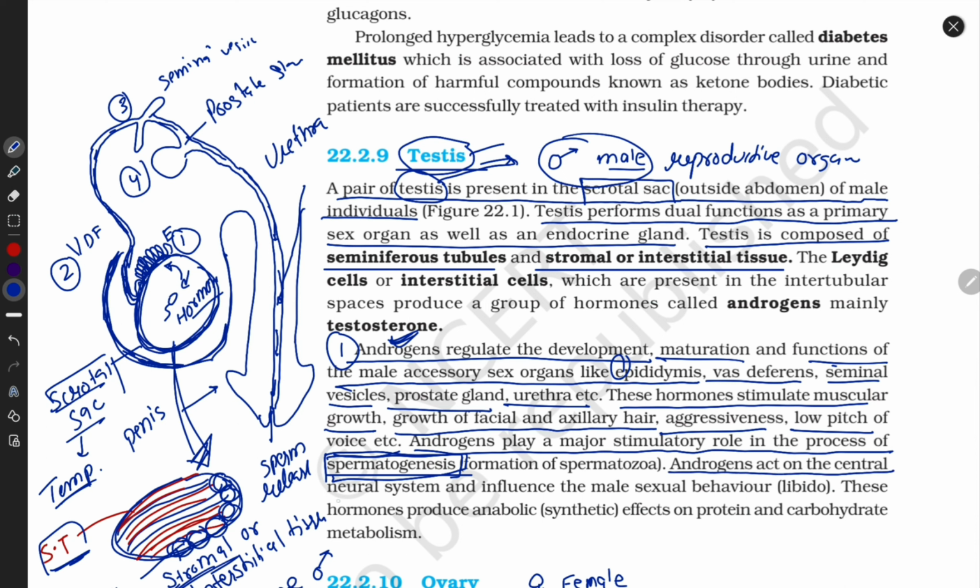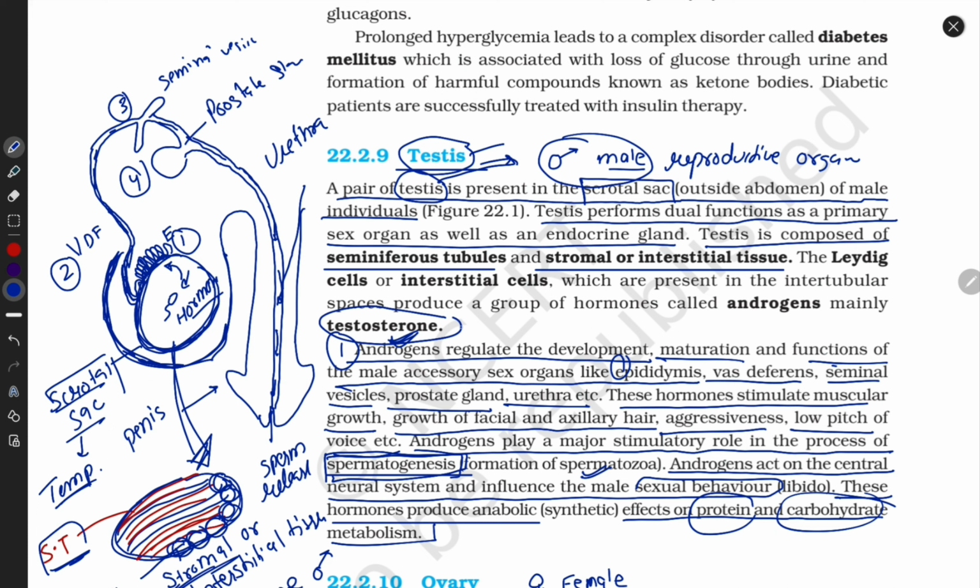Androgen acts on the central nervous system and influences male sexual behavior. After puberty, males can feel these changes. These hormones produce an anabolic effect on protein and carbohydrate metabolism. This also regulates protein and carbohydrate metabolism, and strength. And what is the function of testosterone? This is the aggressive hormone. It also supports sexual behavior. It also promotes hemoglobin, increasing the hemoglobin amount in boys.